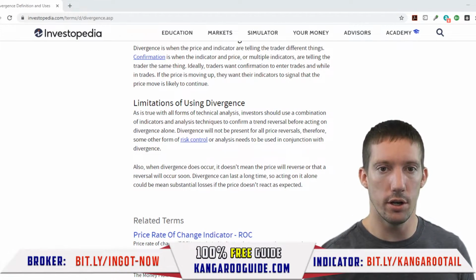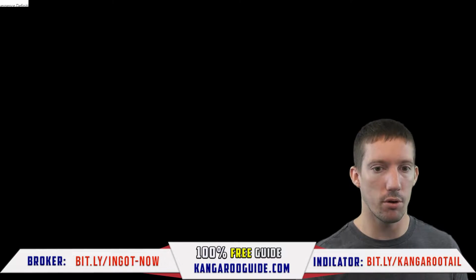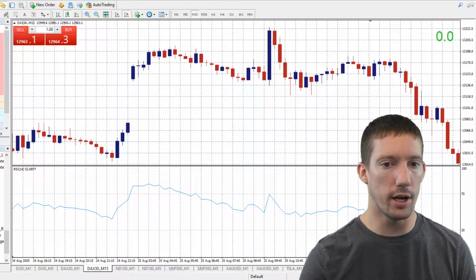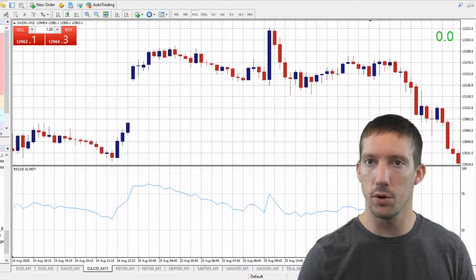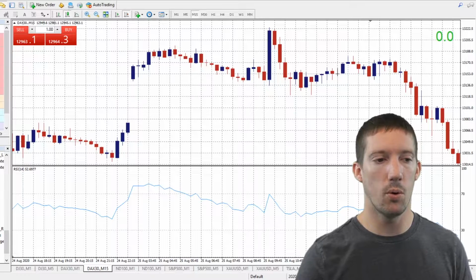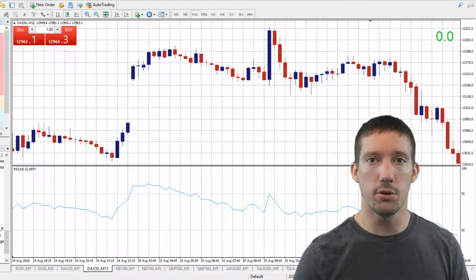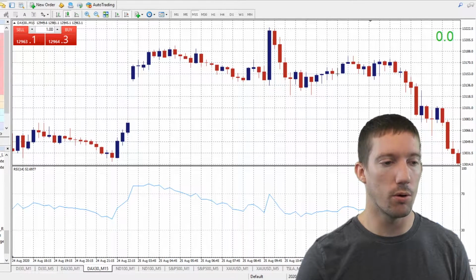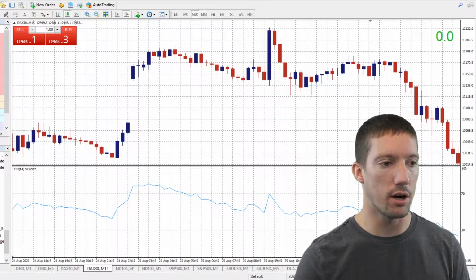So we're going to go in here to our Ingot broker real quick. Okay, so we are in here and I wanted to show you this first one on DAX 30. There's some divergence here and I'm going to show you how to find divergence. What I like to do, you can either use the MACD indicator or the RSI. What I like to use is the RSI indicator.